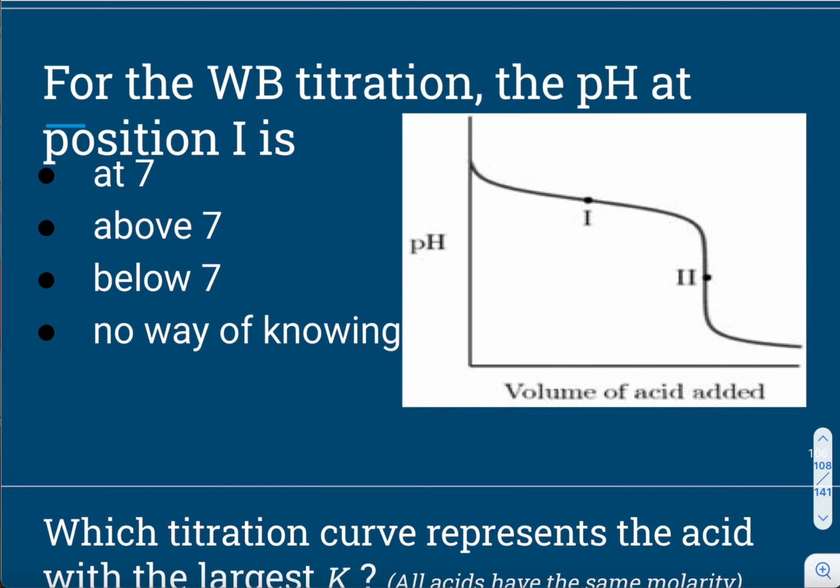Here, it's asking for position 1, which is the half equivalence point, but we would need to know the Kb, and we don't have the Kb here. So since we don't know the Kb, we have no way of knowing what that would be.